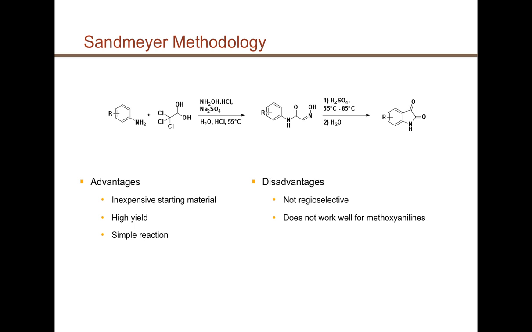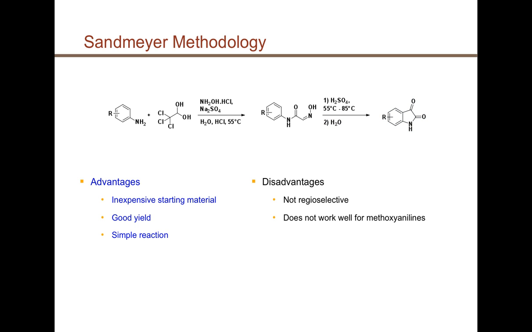It involves reacting an aniline with chloral hydrate and hydroxylamine hydrochloride in the presence of sodium sulfate under aqueous acidic conditions. This gives the isonitrosoacetanilide intermediate. The intermediate is then first treated with strong acid, then with water to give the desired isatin.